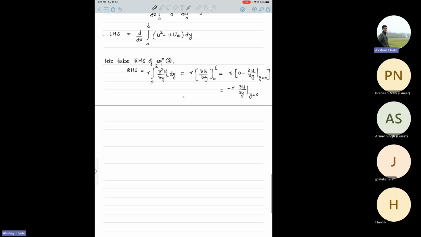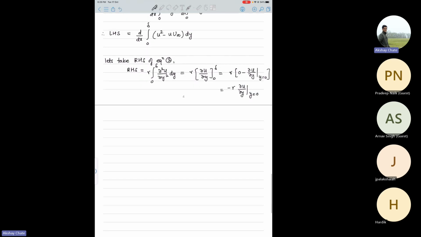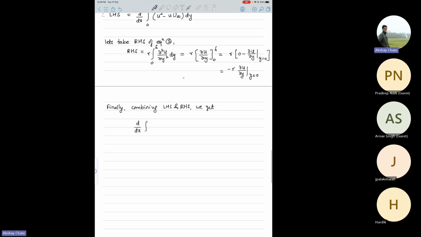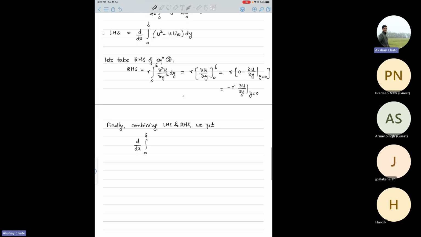And therefore, finally, combining LHS and RHS, we get d by dx of the integral from 0 to infinity of u square minus u infinity dy, is equal to minus gamma del u by del y at y equal to 0.